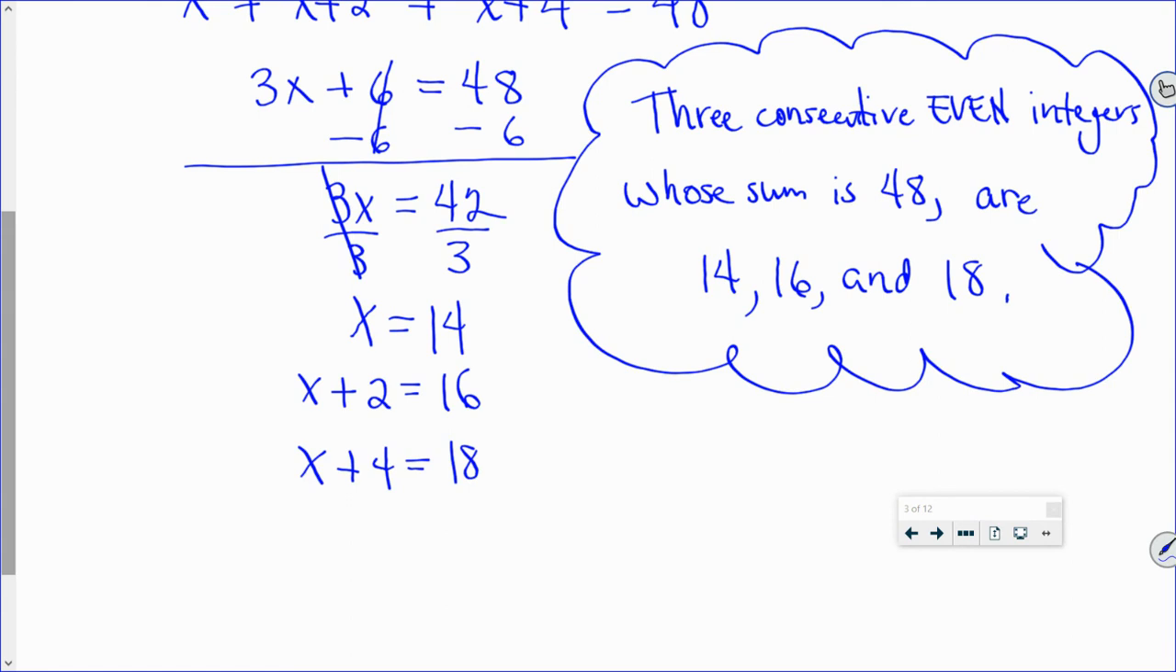So that's how we're going to write and solve problems concerning consecutive integers, consecutive even integers, or consecutive odd integers.